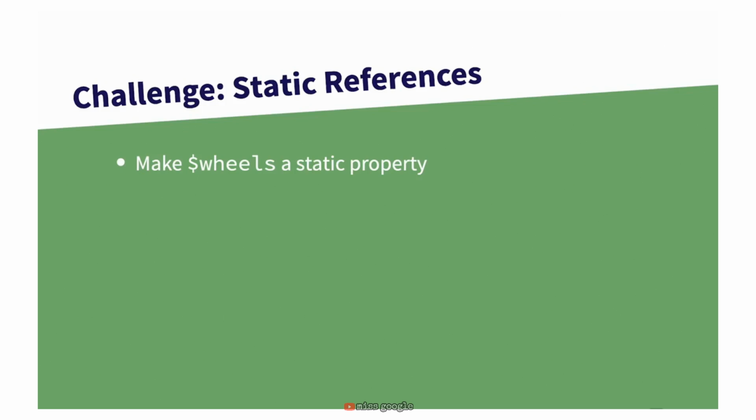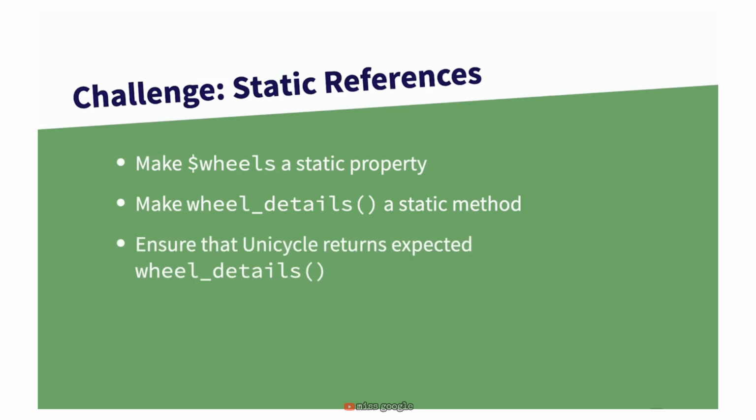For the third part of the challenge, I want you to make the property wheels into a static property. We've already defined it, but now it needs to become a static property, and also make wheel details into a static method. Once you've done that, then make sure that both bicycle and unicycle return the expected results for wheel details. Unicycle is the one to really watch out for. That's a little tricky because it's a subclass.